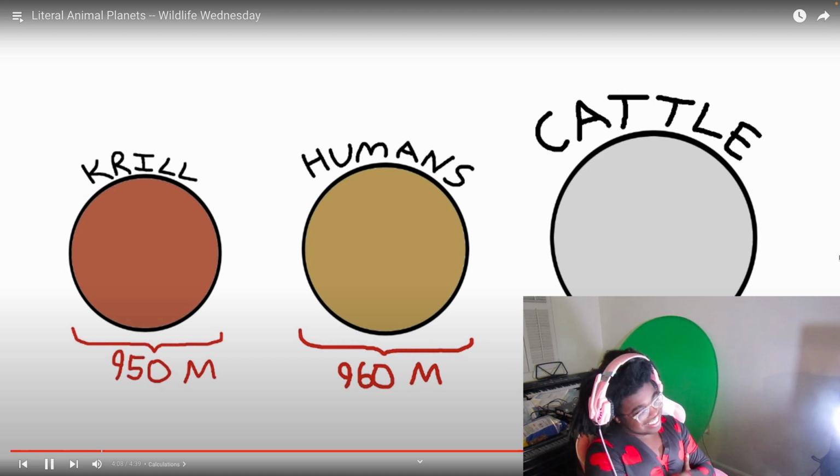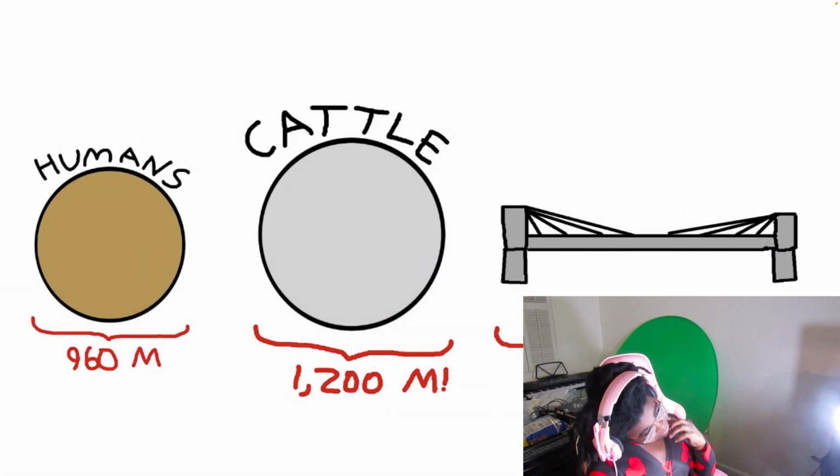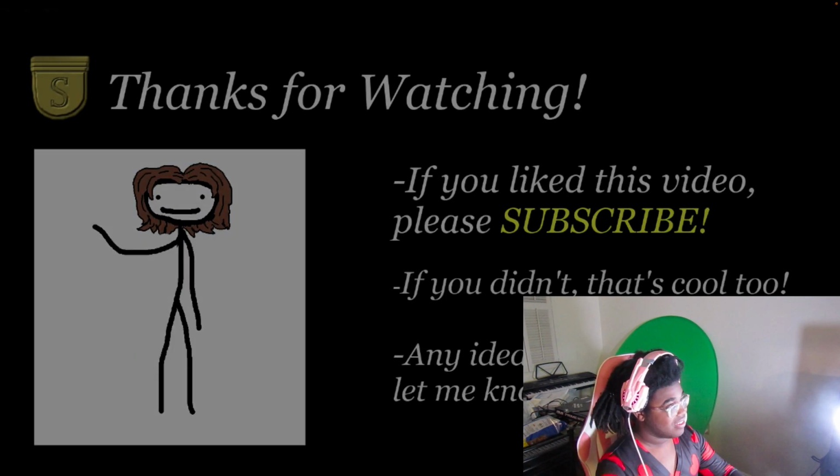1.2 kilometers. That's around two-thirds of the length of the Brooklyn Bridge. So all this time, you humans thought you ruled the Earth, when in fact, we are merely the servants to our cow overlords. I'm Salmonella, and thank you for watching.